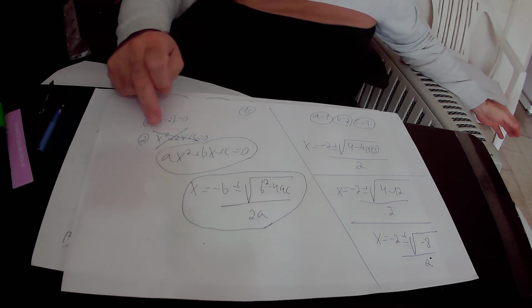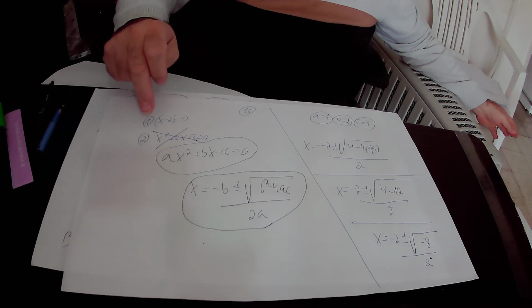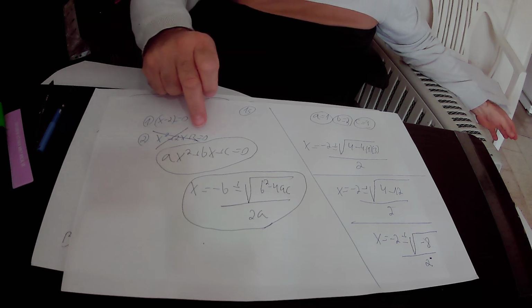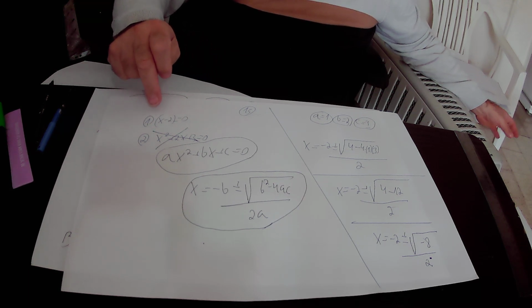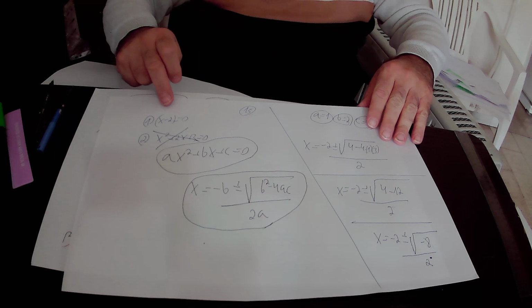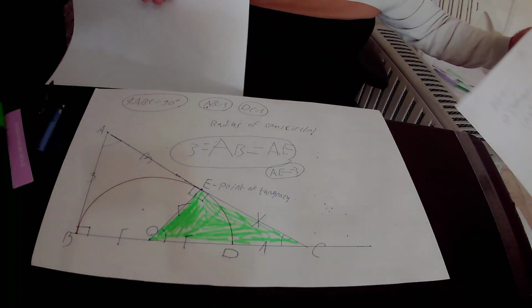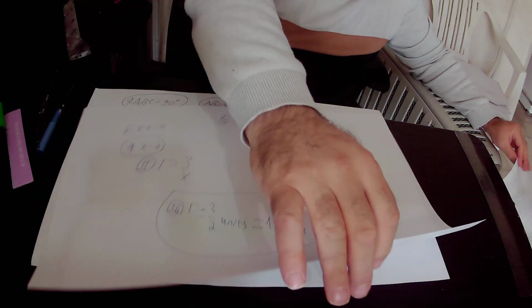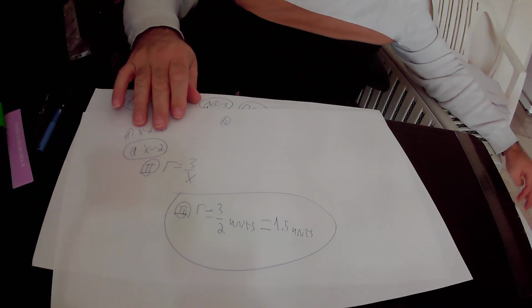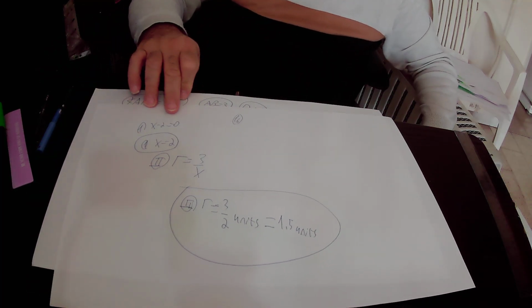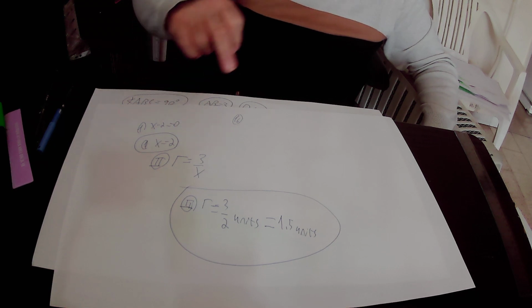So there is no solution to this quadratic equation, so this possibility is cancelled, and we are left only with the possibility that x minus 2 equals 0. And if x minus 2 equals 0, then x will be equal to 2. x minus 2 equals 0, so x equals 2.